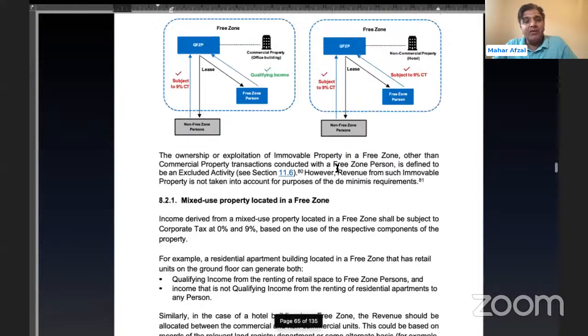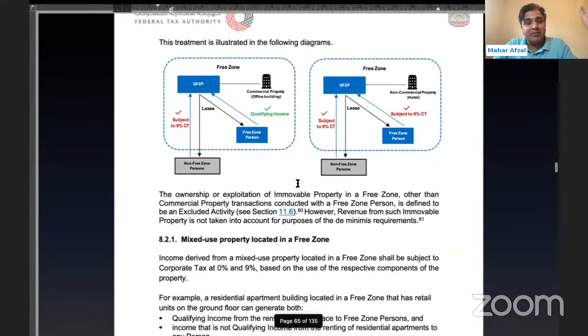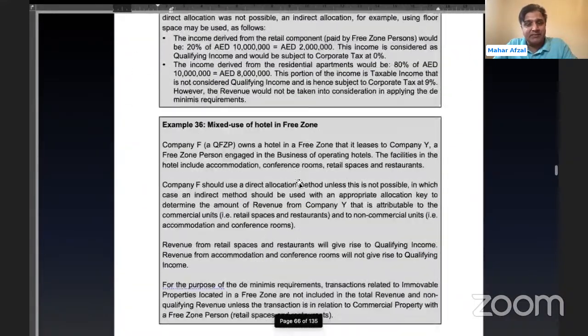There is a possibility this property from which you are generating the qualifying income is a commercial property which qualifies for the qualifying income, or other than this, so you need to apportion the expenses as well. You can take the square feet or any other appropriate allocation key. Based upon this, you can allocate your expenses.